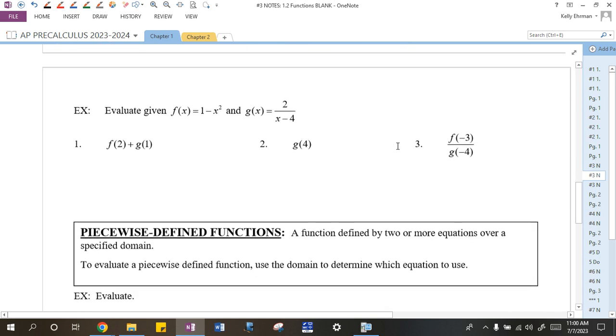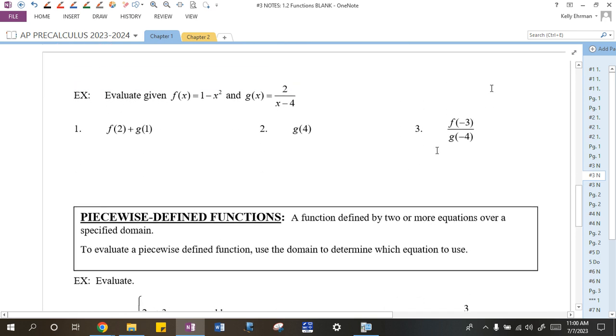Okay, evaluating functions. So this is more math-minded. We're plugging stuff in now. So remember, evaluate means to plug in the number. We're given two different functions. One is named f, one is named g. We want to find f of 2 plus g of 1.